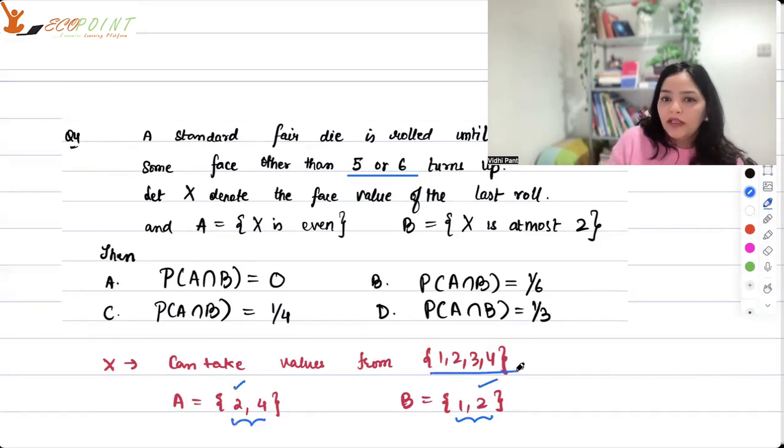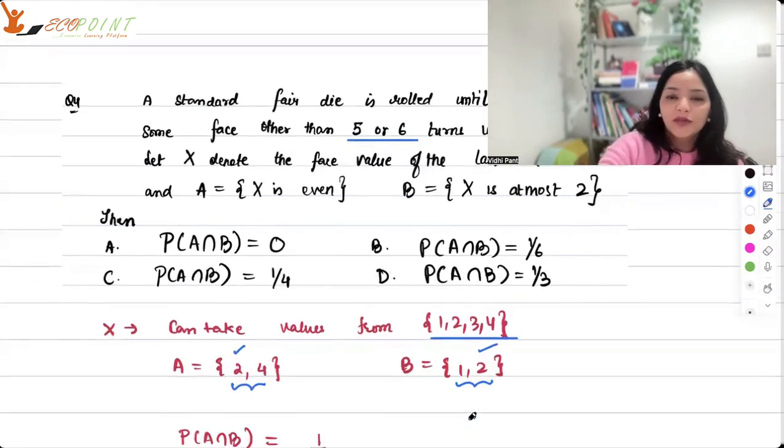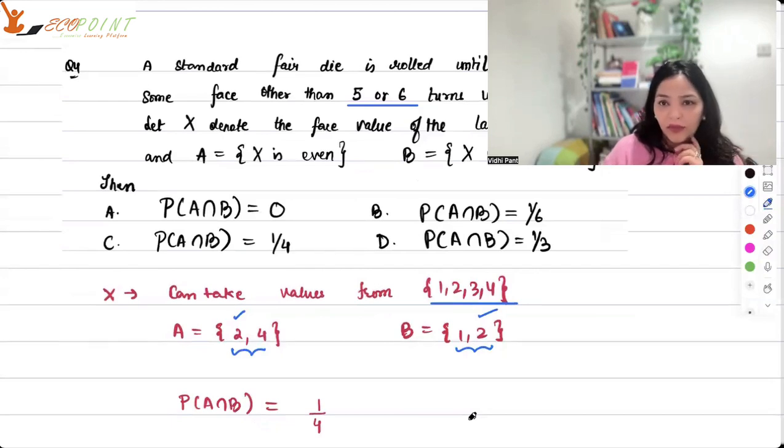So what will be the probability of the intersection? Total 4 outcomes are there. What are the common outcomes that we are getting? 2, as in the number 2, the value 2, so there's just one outcome basically. So 1 upon 4 should be the correct answer. That is option C. I would suggest you think of this problem in a very simplified manner.